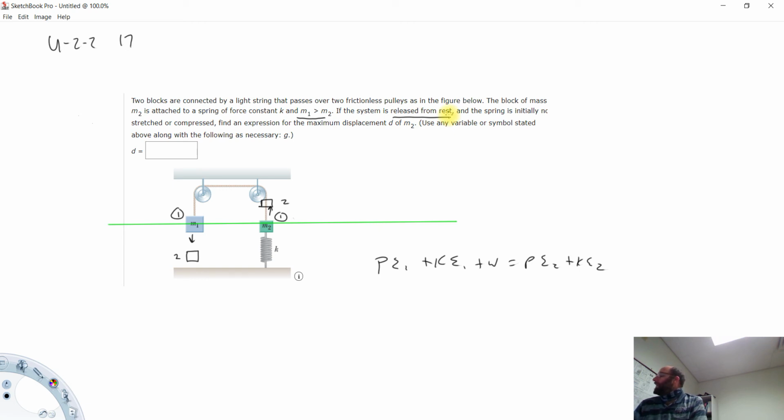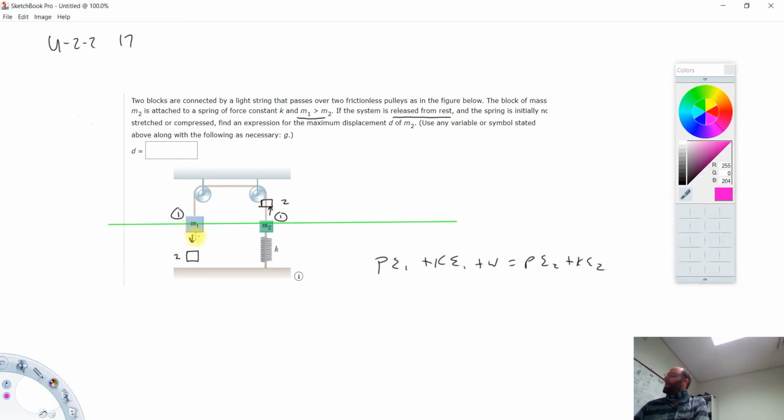All right, so PE2. Now the position 2 here, let me use a different color. Mass 1 is now here, so it's got a gravitational potential energy because it's now down below the datum, some distance here. And that's what they're calling d here. It doesn't matter if you call it d or h or something like that. So your PE2, you're going to have a potential energy for mass 1, and it's negative because it's below the datum. For mass 2, it is above the datum the same distance.